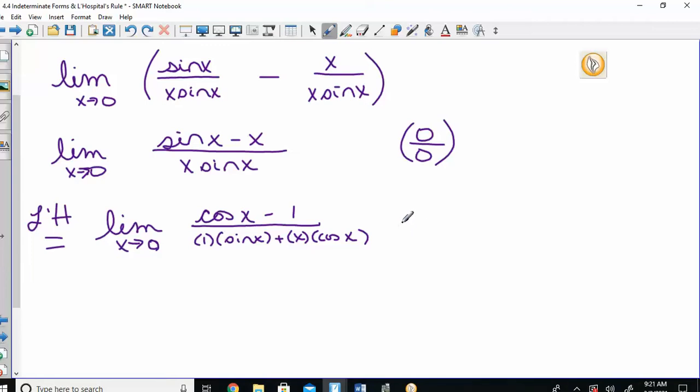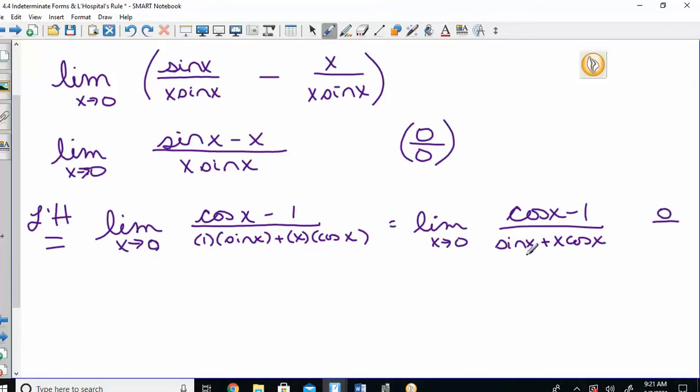Okay. If you want to rewrite that, you certainly can. You don't have to. We have cosine x minus 1 over sine x plus x cosine x. So if I plug in a 0, cosine of 0 is 1, minus 1 is 0. On the bottom, sine of 0 is 0, plus 0 times 1. So 0 over 0. L'Hopital's again.